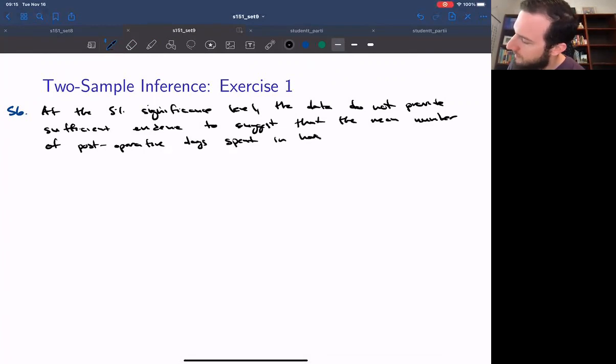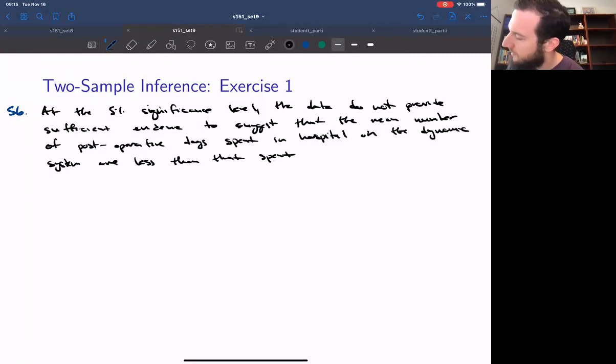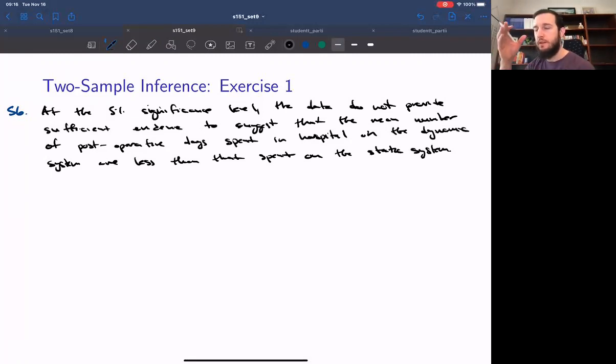spent in hospital on the dynamic system are less than that spent on the static system, right? So basically, at the 5% significance level, there's no evidence to suggest that you spend less time in hospital on the dynamic system compared to the static system. So we have no evidence to suggest that these values are different, or in particular that the mean time spent on the dynamic is less than that on the static.